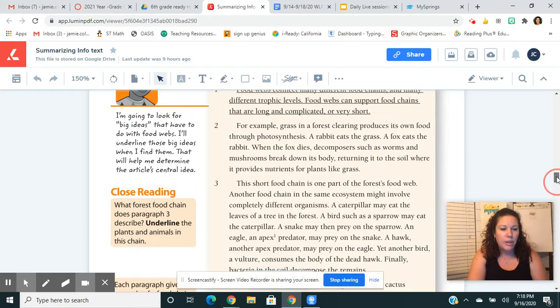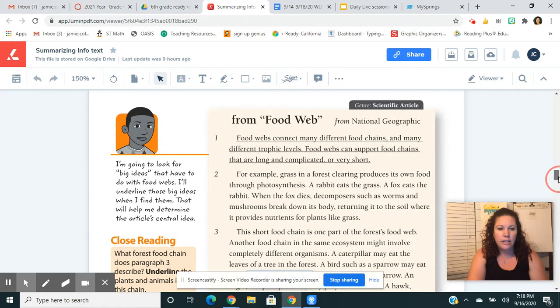Okay, so let's see what our book is telling us here on the sides. It says, I'm going to look for big ideas that have to do with food webs. I'll underline those big ideas when I find them. That will help me determine the article's central idea. Well, if you look up in the very first paragraph, it is underlined. So let's reread this to see, is this a good central idea?